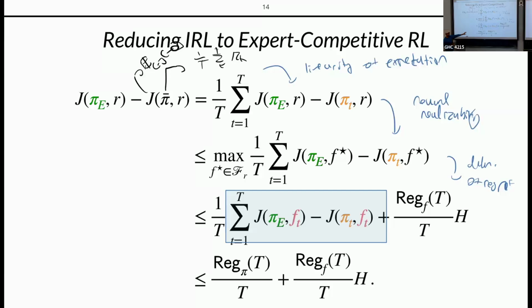Any questions about this proof? Anything that didn't make sense? Really, I'm just plugging in the definitions of what we talked about and assuming we have a reward function that's covered in our class.